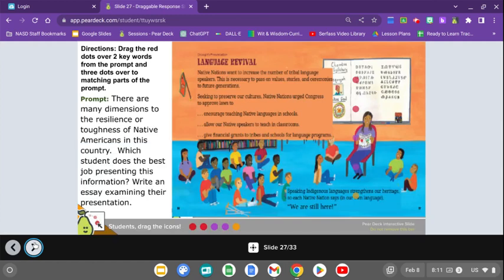Let's take a closer look. Just like we did on a previous slide, we're going to take these two red dots and put them on the most important part of the prompt. Take a moment to drag your red dots above the word there, and then during this whistling session, please move those two red dots to the two most important words in the prompt.